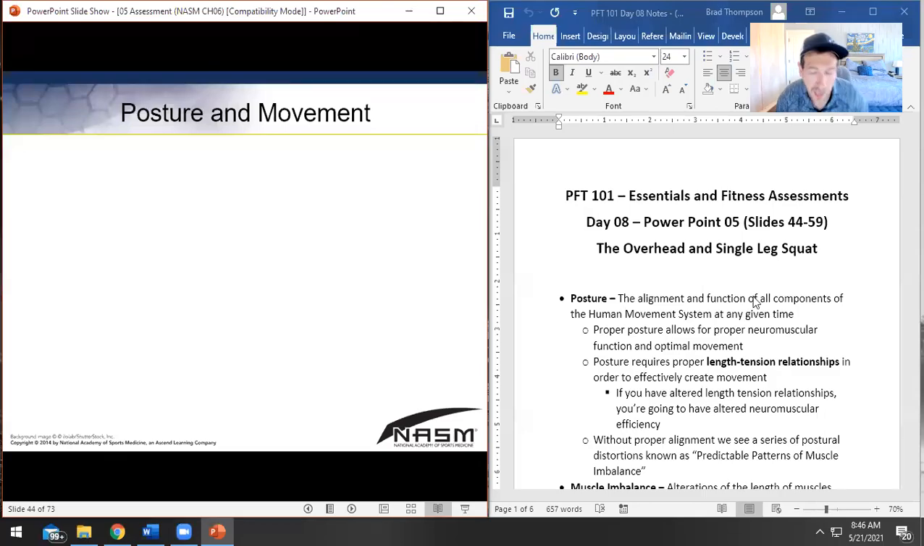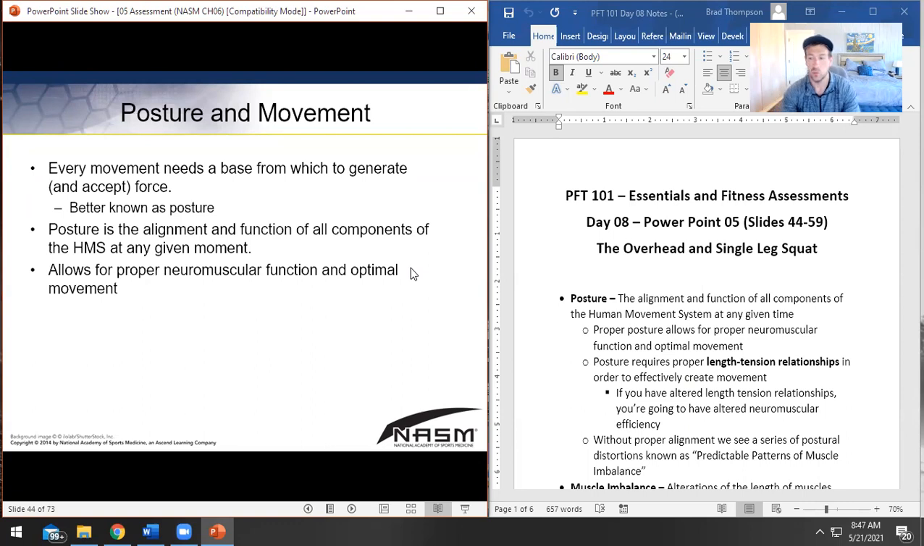All right, so let's take a look here. We're still kind of on the fifth PowerPoint, just looking at different slides of it. But looking at the overhead squat first, right? So we already kind of talked about this the other day, right?